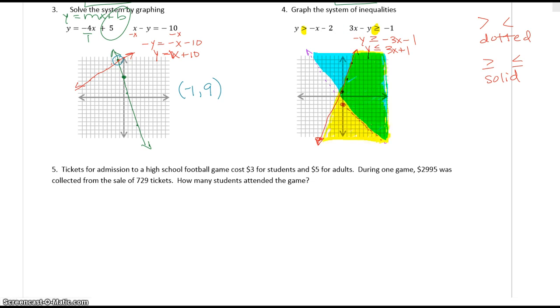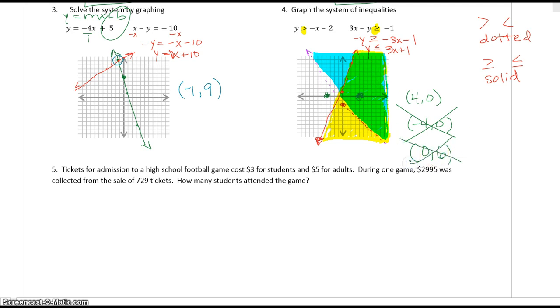So what you are looking for now is the overlapped shading. You will notice we have blue shading, we have yellow shading that overlaps to form green shading. So any point in the green shaded area, like 4, 0, is a solution. But if you look at -4, 0, that is not a solution because it is not in the overlapped shaded. So even if you looked at 0, 6, that's in the blue shaded area, but not the green where it overlaps, so that also is not a solution.